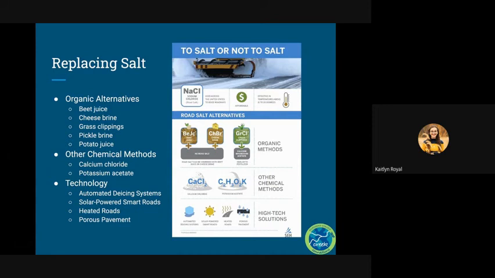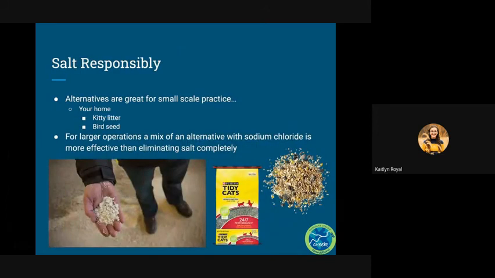There are some replacements to salt, however, which include organic alternatives, such as beet juice and pickle brine, other chemical methods, such as calcium chloride, and technology, such as porous pavement. The most important aspect of salting is to salt responsibly. Some alternatives you could try at home are kitty litter or birdseed. Larger operations, such as PennDOT, could try combining salt with safer methods and mix an alternative with salt.